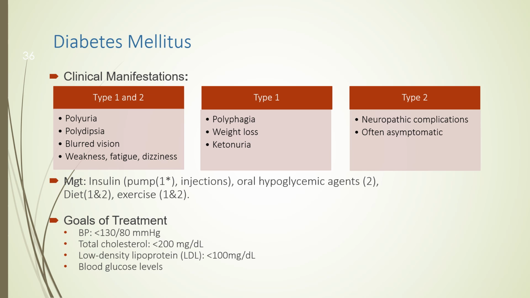Clinical manifestations of type 1 and type 2 diabetes include polyuria, polydipsia, blurred vision, weakness, fatigue, and dizziness. Type 1 clinical manifestations include polyphagia, weight loss, and ketonuria. And type 2 clinical manifestations include neuropathic complications, however, can often be asymptomatic.